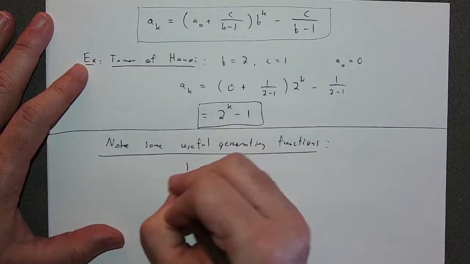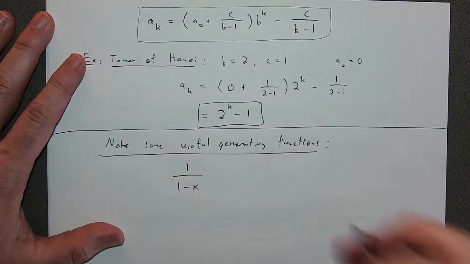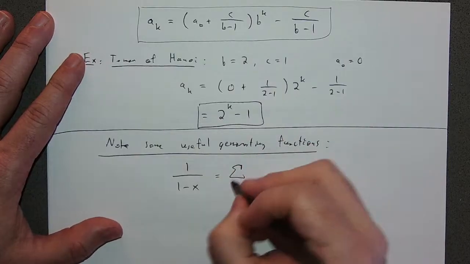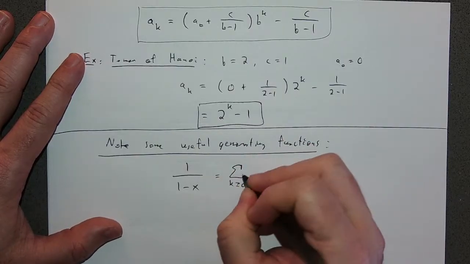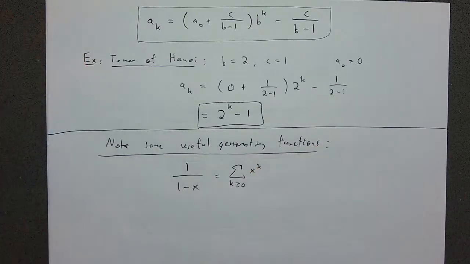So 1 over 1 minus x is the sum over k greater than or equal to 0 of x to the k. This is our geometric series formula. This is our method for computing a geometric series sum.